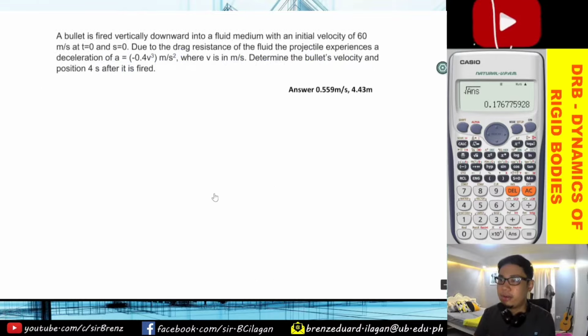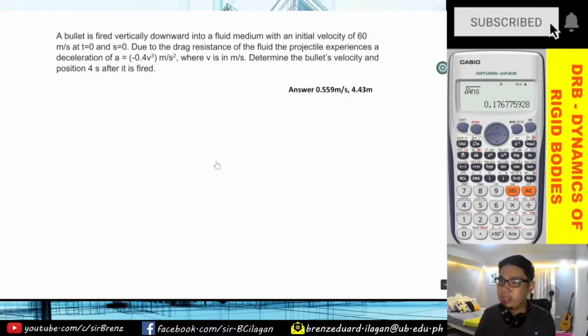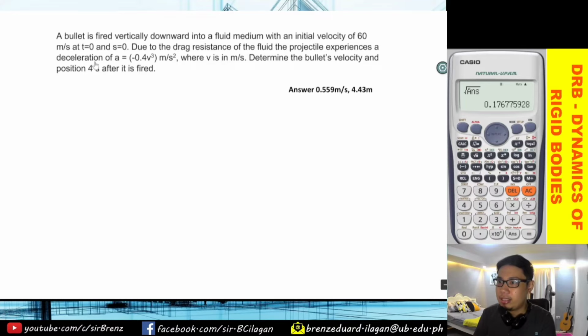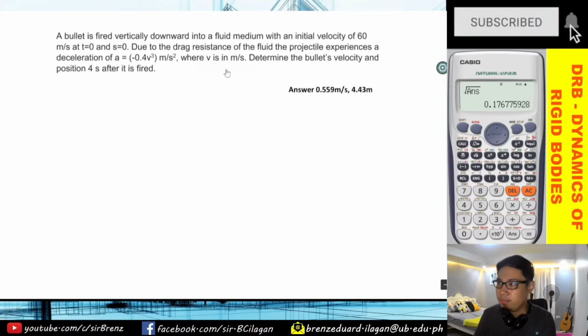A bullet is fired vertically downward in a fluid medium with an initial velocity of 60 meters per second at time 0 and s equals 0. Due to the drag resistance of the fluid, the projectile experiences a deceleration of acceleration a equals negative 0.4 v cubed meters per second squared, where v is in meters per second. Determine the bullet's velocity and position 4 seconds after it is fired.